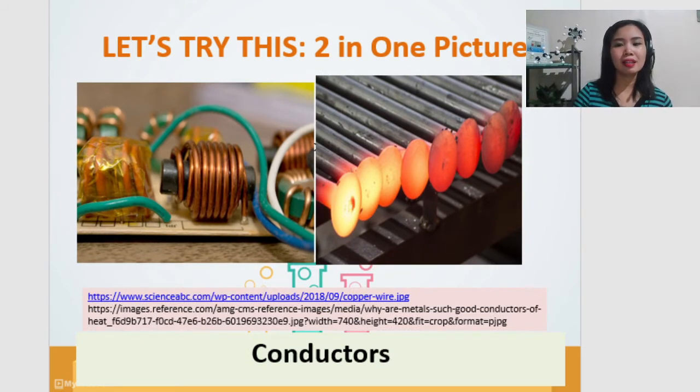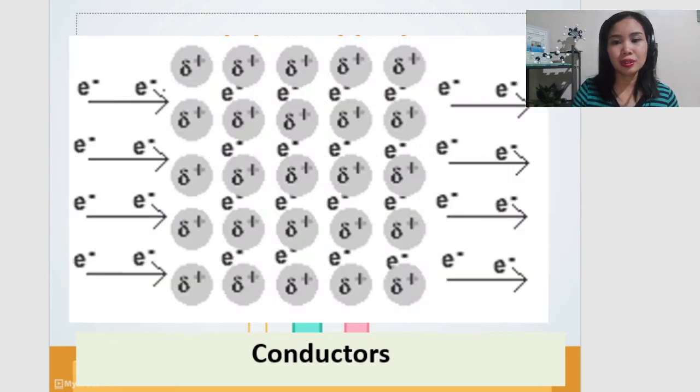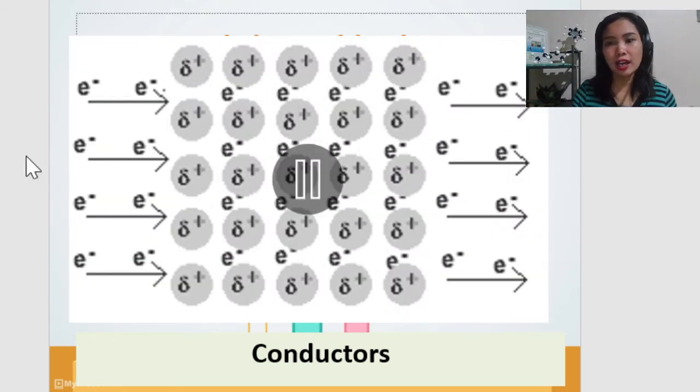Why are metals good conductors of heat and electricity? But of course, this is due to their free valence electrons. So if you're going to observe, the valence electrons are just free flowing, no?